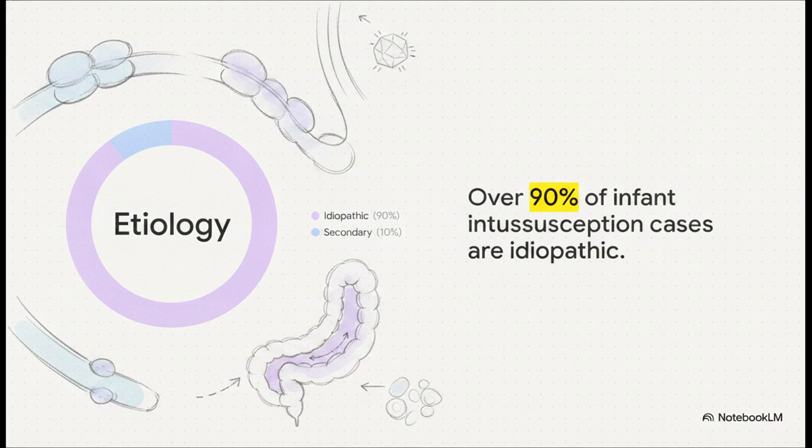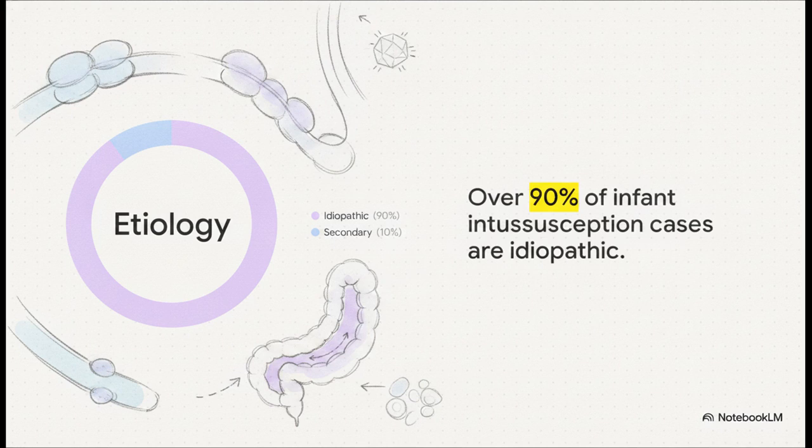It is completely fascinating how a simple antecedent viral infection, something like adenovirus, can trigger this hypertrophied lymphoid tissue. That swelling basically acts as a structural bolus. The bowel wall catches it and propels it forward, kicking off the whole invagination process. Over 90% of infant cases are just this idiopathic reactive hyperplasia.